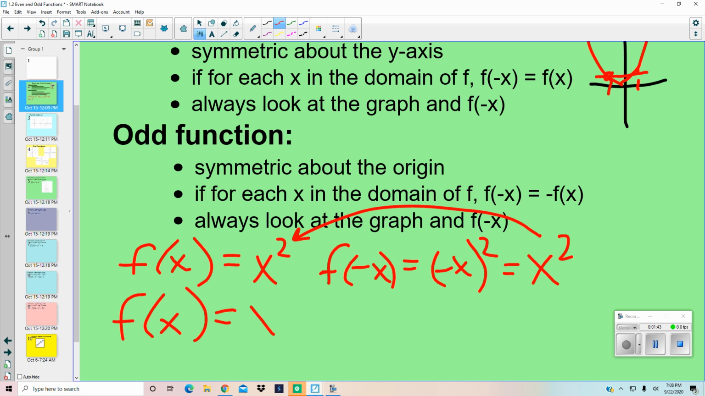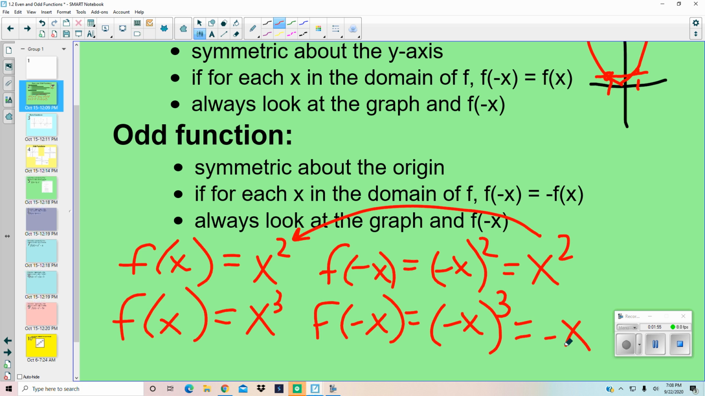So let's do x cubed, because I know that's odd. If I plug in negative x for the x there, now when I cube negative x, I still end up with a negative. In other words, I end up with the opposite. This negative here tells me I have the opposite of what I started with. I started with positive x cubed and I ended up with negative of x cubed. So that's an odd function. Anything else is going to be neither.